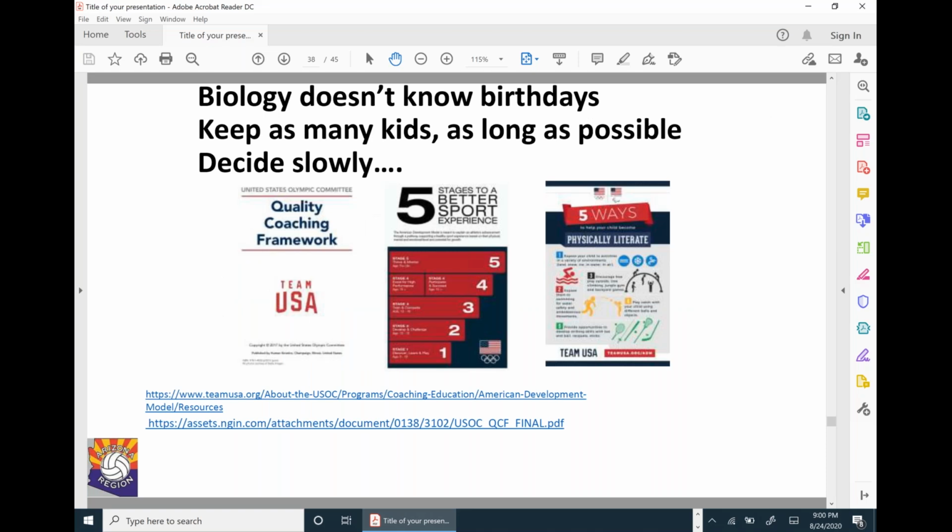I've made a plea. There's some articles about keeping kids as long as possible. This is on the American development model for USA Volleyball and other sports by Team USA. But biology doesn't know your birthday. Stephen Curry at 16 was not very good. Only one college asked for him at the collegiate level, and yet he's one of the best basketball players in history. Biology doesn't know birthdays. Keep as many kids as long as possible in the best environment of training as possible. And if you get to decide, delay as much as you can. And then there's a bunch of stuff about the American Development resources there for you.